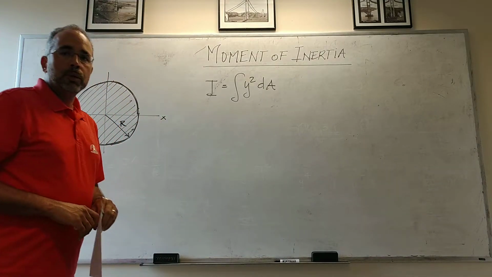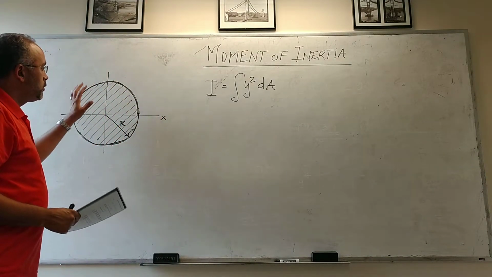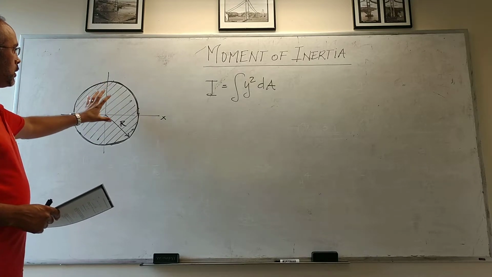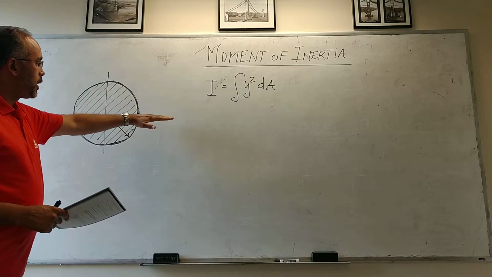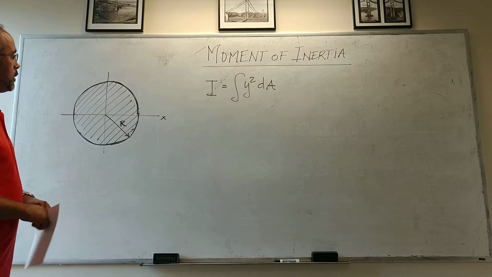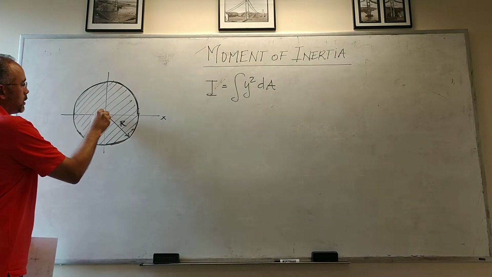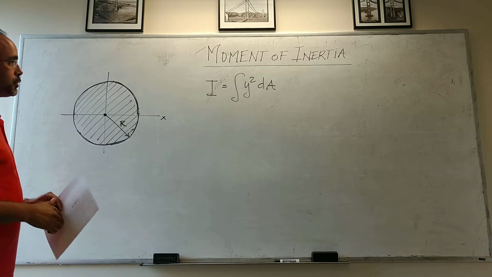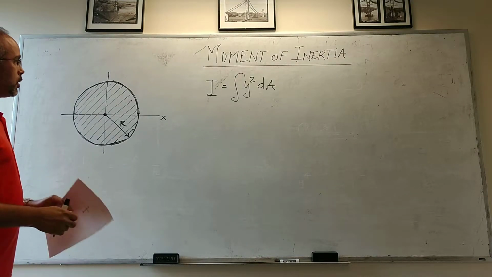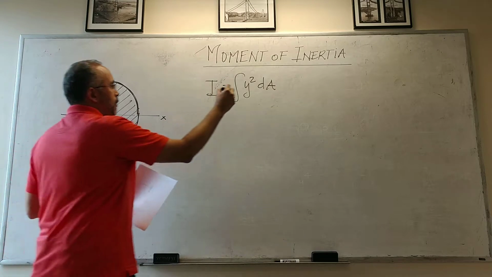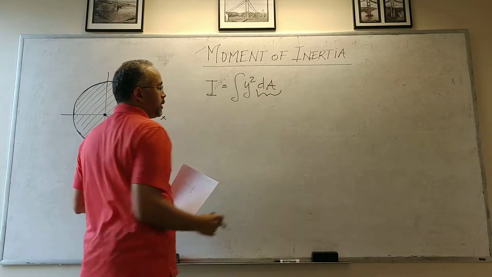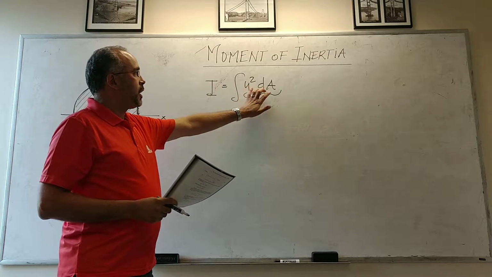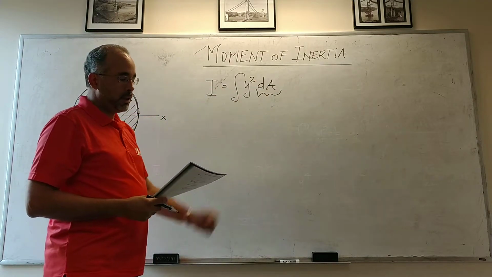In this episode, we are going to calculate the moment of inertia of a solid circular area with respect to the x-axis that crosses the center of the section. So, as we have mentioned in other episodes, we need to define this dA, the differential area.